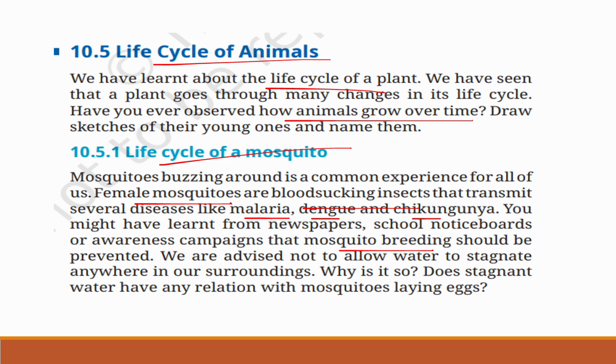We are advised not to allow water to stagnate anywhere in our surroundings. Why is it so? Does stagnant water have any relation with mosquitoes laying eggs? Stagnant water is a breeding ground for mosquitoes, and that is the main reason we should not allow it in our surroundings.